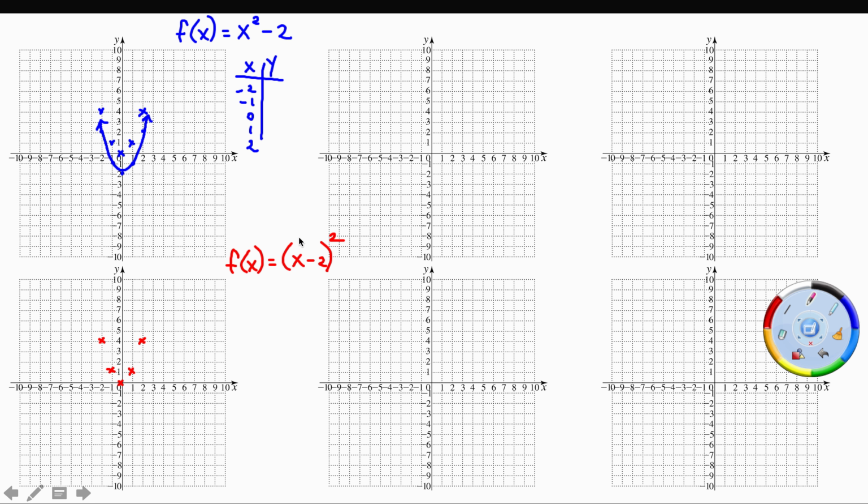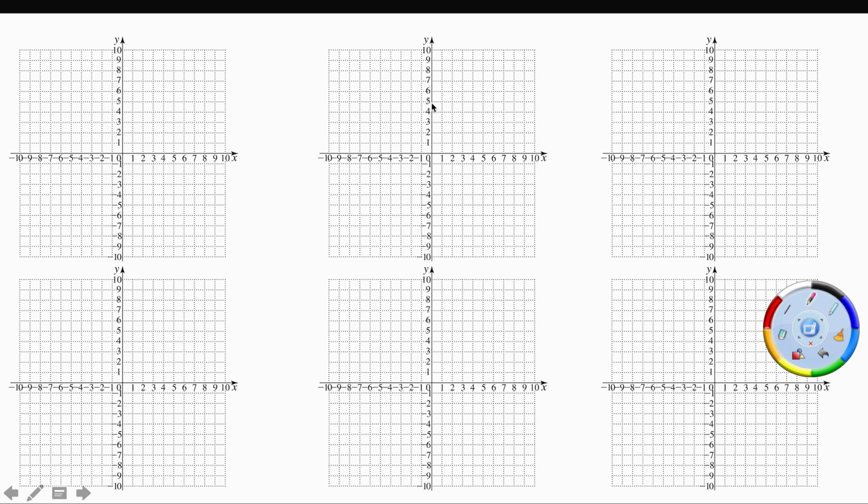Now, because this is inside with the x, I know it's going to affect the x-axis. It's going to slide back and forth, but it's going to appear to move in the opposite direction. So instead of moving left 2, I'm going to move every one of these points right 2, right 2, right 2, right 2, right 2. And draw in my parabola. Okay.